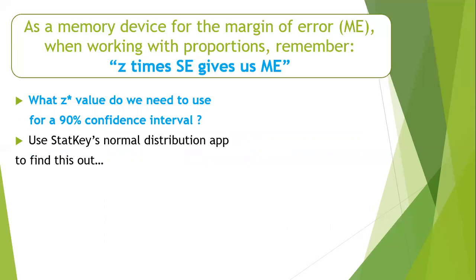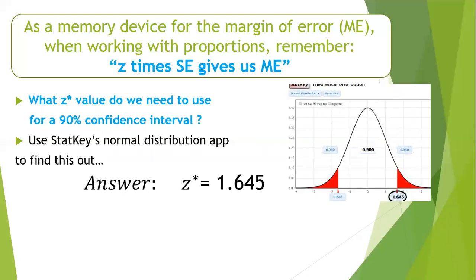The next important question that we need to answer is, what Z star value would need to be used for a 90% confidence interval? That's the confidence level that Dr. Goldberg had selected. We can use StatKey's normal distribution app to find this out by opening up the app and indicating that the area between the two tails is 90%. We'll find the result that we're looking for. That Z star score is 1.645. To be 90% confident using the standard normal curve, we need to use a Z score of 1.645.